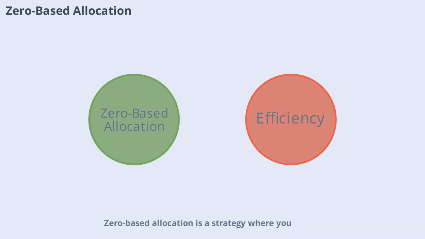Zero-based allocation is a strategy where you start from scratch each time you allocate resources. Instead of basing decisions on past allocations, you justify every resource from the ground up. This approach helps eliminate waste and ensures that resources are only assigned where they're truly needed. It's especially useful in organizations looking to cut costs or improve efficiency.